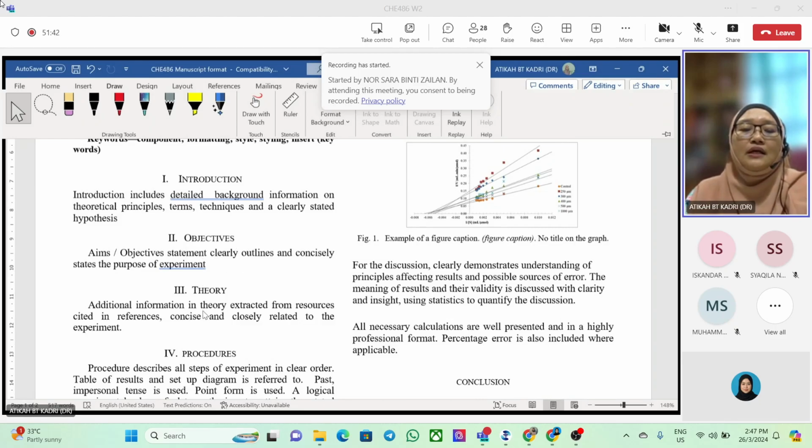Okay. And number three, section three is theory. So this is the additional information that you extract from any resources. Let's say, for example, if you want to do film boiling condensation, you probably need to extract what the theory is. You're probably going to refer to what you learned in heat transfer. Some references that are relevant to be able to support you later on when you do your discussion.